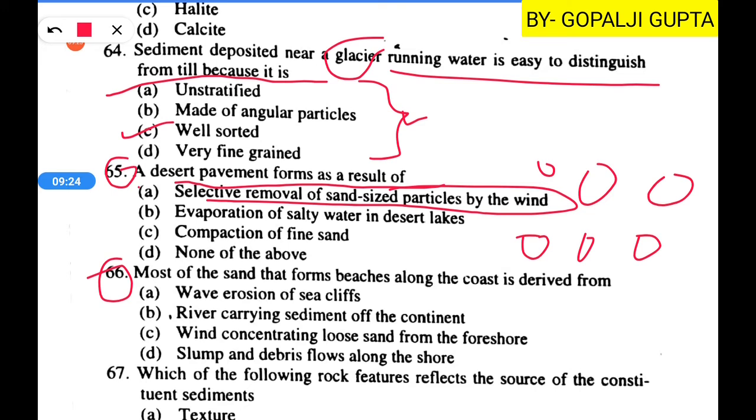Then the 66th question is, most of the sand that forms beaches along the coast is derived from the river carrying sediments of the continent. The second option is our right answer.